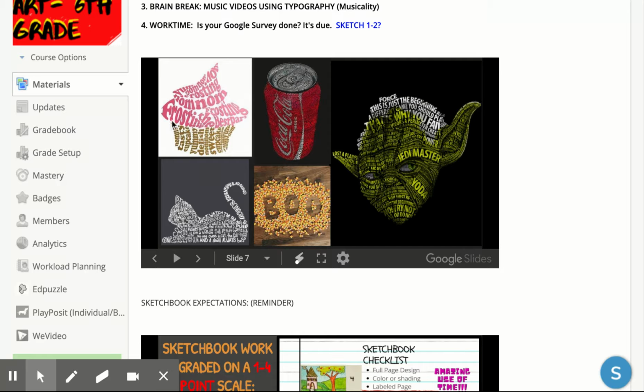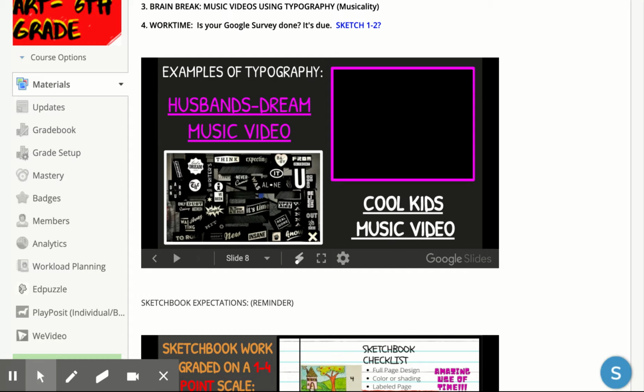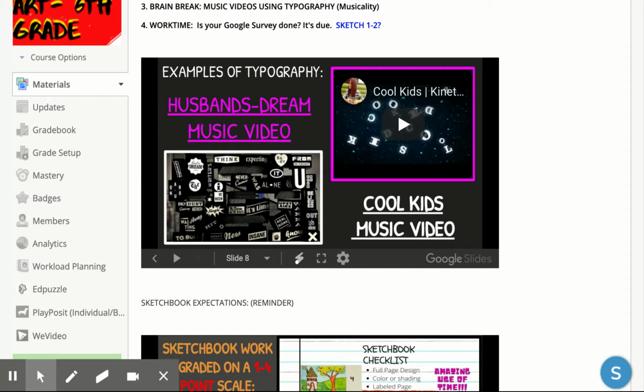Notice that these particular artists did multiple words. They drew the Coke can and filled it full of letters. They used Yoda and filled it full of words that have to do with Star Wars. This is typographical art. You need to also check out these videos here for you. This one's super cool. It shows all different types of typographical art. This is what you're doing today.